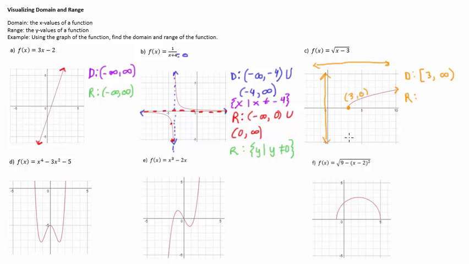Our range, going from bottom to top here, and thinking about what are the y values that work. We don't have any y values until we get to 0, and then our graph goes up and to the right, which means that every y value bigger than 0 will work. So we do 0 in a bracket, comma, infinity.